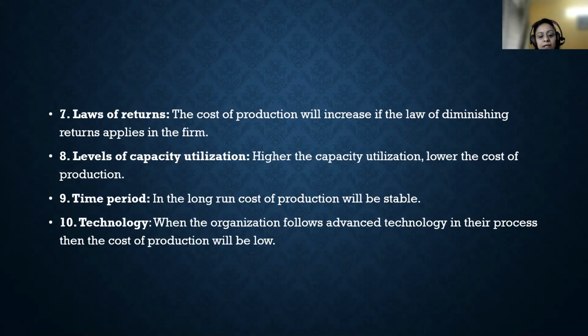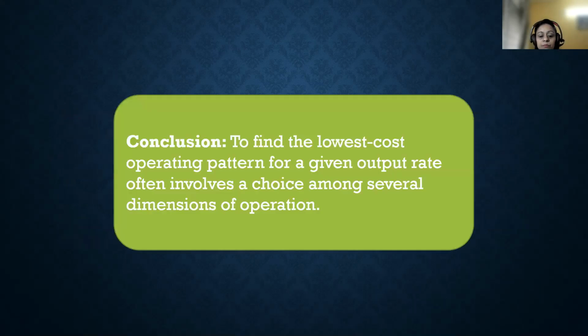Technology is another factor which has an impact on the cost involved in production. Technology produces more output, and when we have more output, we can bring down the cost per unit, and this has a positive impact on the cost of production.